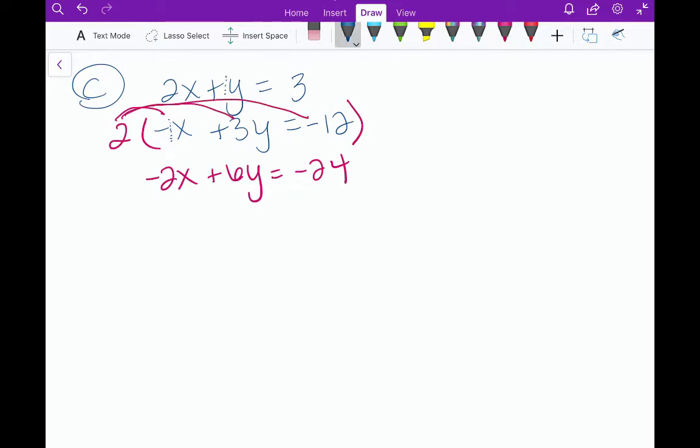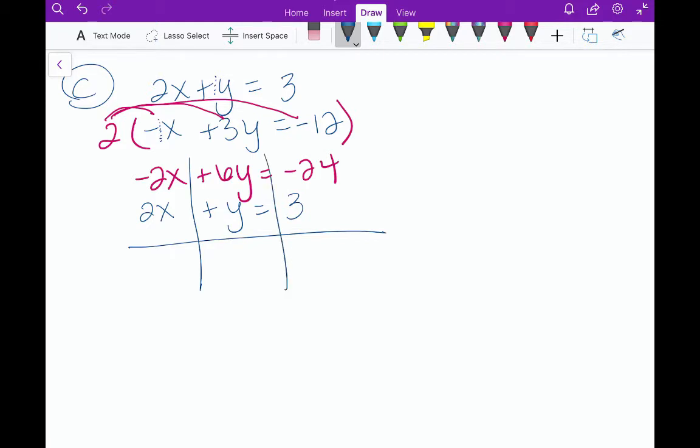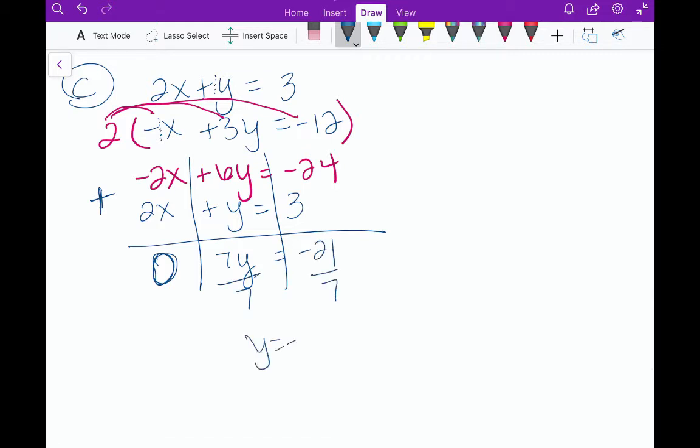So then I'm going to rewrite my first equation, which was 2x plus y equals 3. Now, am I going to add or subtract? Again, I want this column to be 0, and in order for that to happen, I need to add because they are opposite signs. -2 plus 2 is 0. 6 plus 1 is 7y. Negative 24 plus 3 is negative 21. Divide by 7, y equals negative 3.